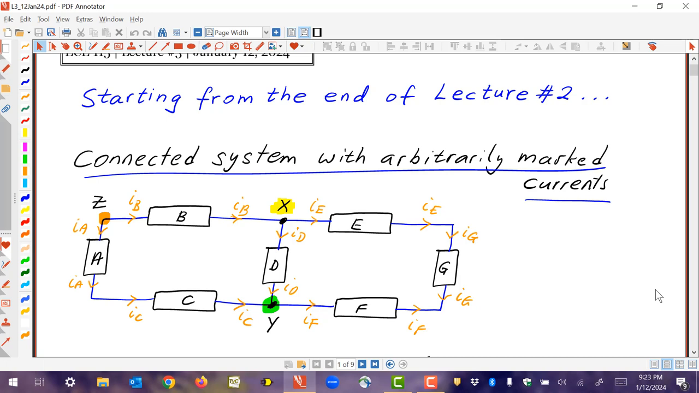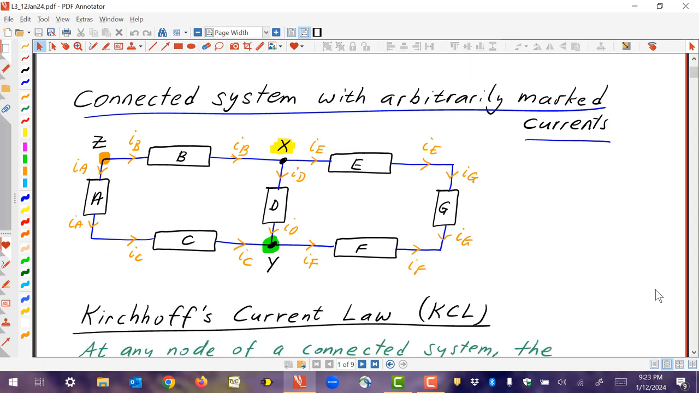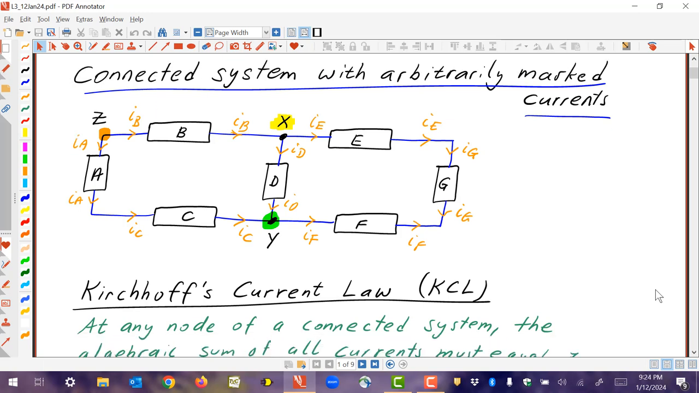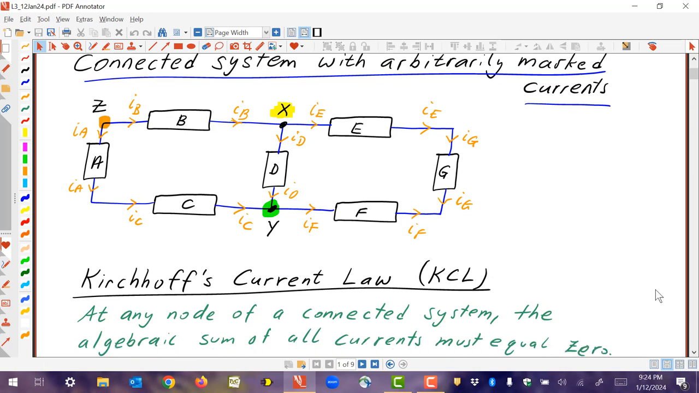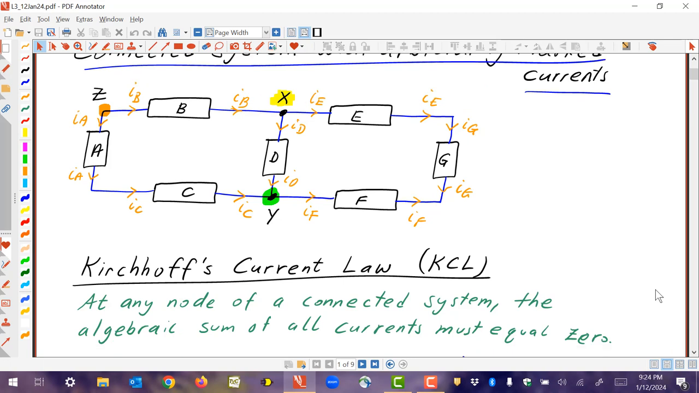Kirchhoff's current law is one of the fundamental laws. Kirchhoff's current law says, if I go to any node in the system, for example node X, node Y, or node Z, or any of the other nodes, and remember, a node is where two or more elements are connected, then the algebraic sum of all the currents must equal zero. Now, what does that mean? It really means that the net current is zero.